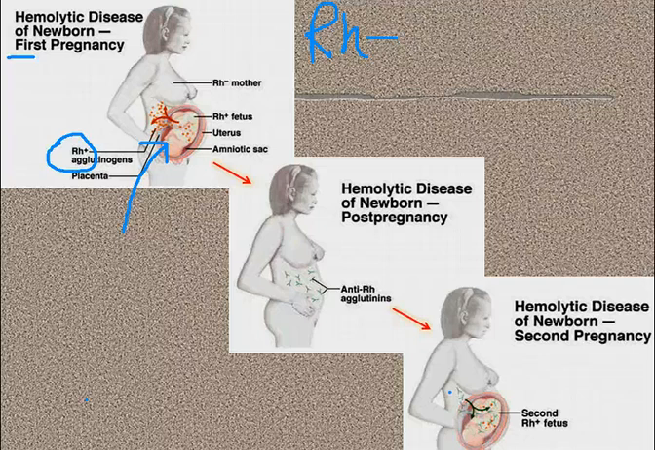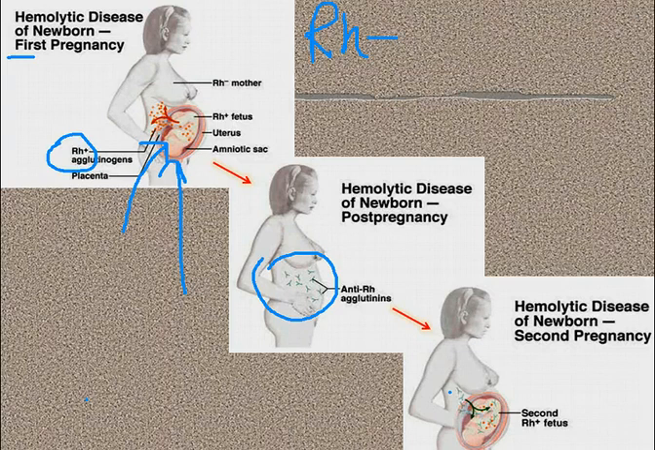Now, this alerts her immune system, and she is ultimately, unless it's prevented, going to make antibodies. It's going to take a couple of weeks for her immune system to kick in and make enough of these antibodies to the Rh positive. Now, think about where that first baby is.